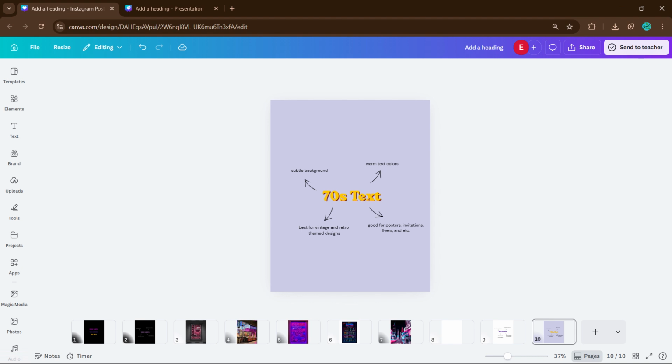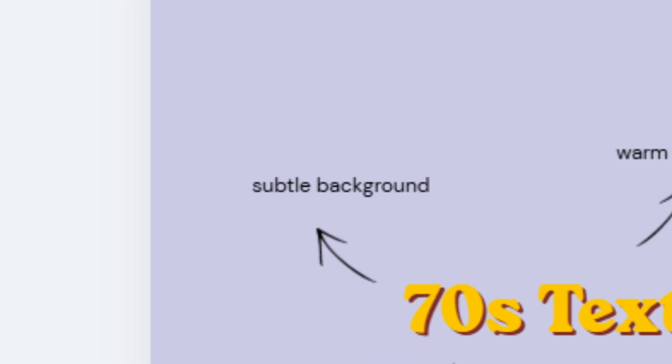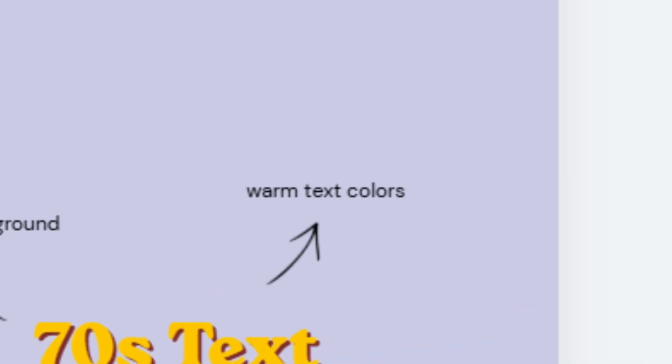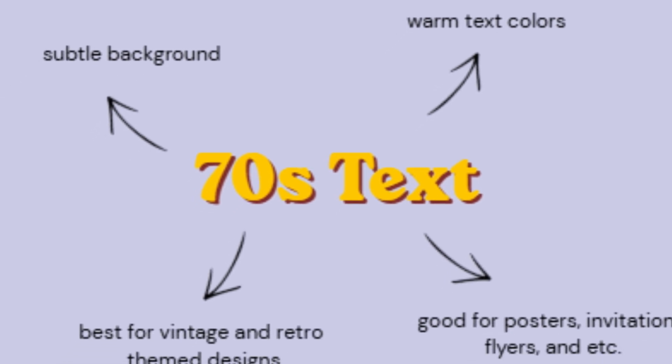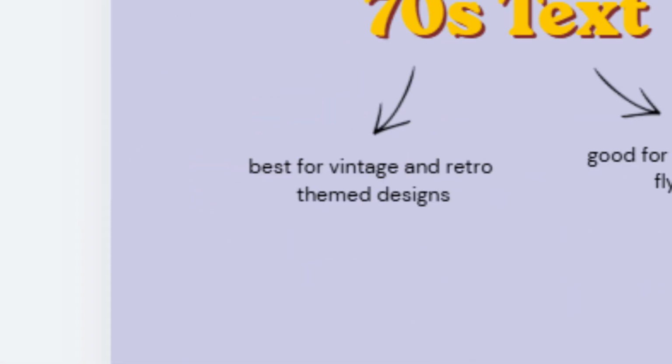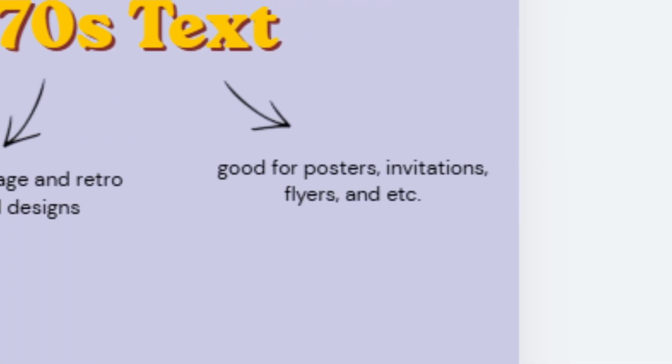Finally, we have the 70s text effect. This style focuses on a retro and vintage aesthetic, so it works best with subtle backgrounds and warm text colors like orange, yellow, or brown. Because of its nostalgic style, it's perfect for vintage-themed designs, and it works well in posters, invitations, and flyers.